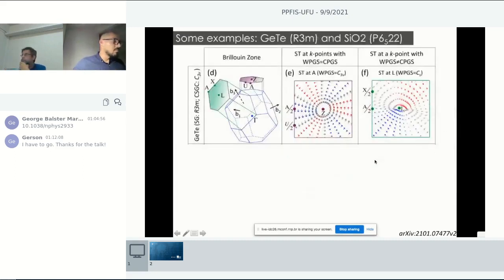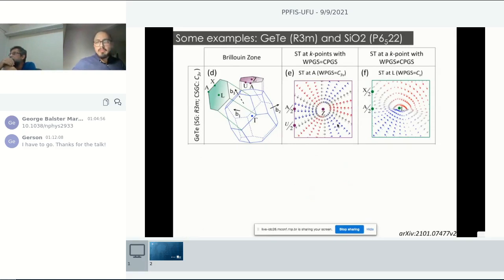So there are many nice examples. For instance, one that I really like is germanium telluride. In germanium telluride, we have the following thing. These two planes, Z and L, have different symmetries. For instance, the Z point has C3V, and the L point has the symmetry C3. Okay, so according to our theory, C3V imposes a Rashba spin texture.